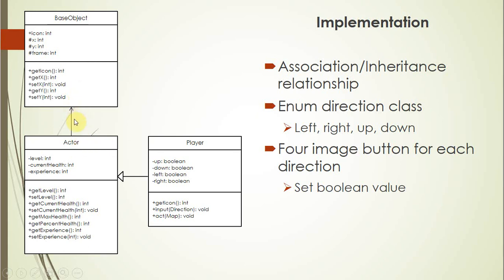There is an association relationship between the base object and the actor class, and inheritance between the player class and the actor class. So it starts with the superclass base object, which holds the basic information needed by all child classes, such as the icon and the x and y position, which has several getters and setters, such as get icon and get and set x and y position for the object.